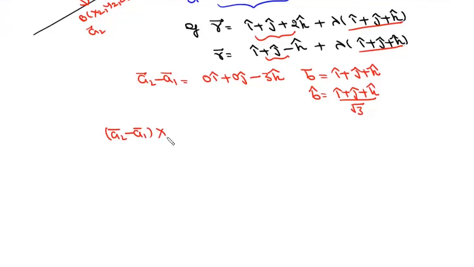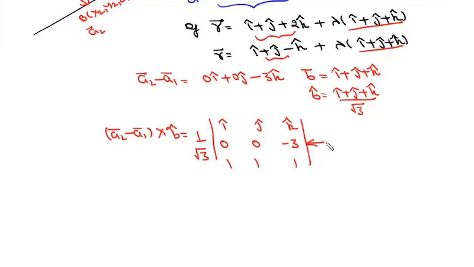A2 minus A1 cross B cap will be given by this determinant: i, j, k, then 0, 0 and minus 3. Here we'll take 1 by root 3 common, then it will be 1, 1 and 1. Now we'll expand this determinant about the second row. So here will be 1 by root 3, and minus minus will be plus 3, and then here will be i cap minus j cap.